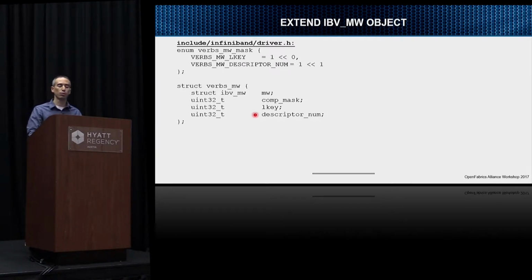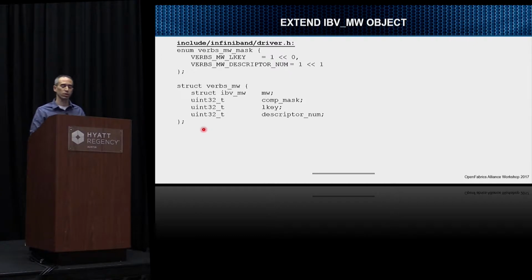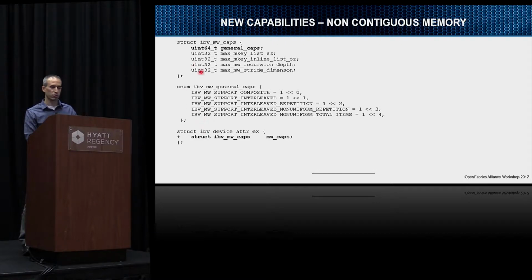The next one is the memory window itself. Today, the object, the handler that describes the memory window, is the IBV memory window. The way to extend it through the verbs extension scheme is to define a new object, which is called a verbs memory window. It includes the old one, but also includes the new parameters. In this case, we have the descriptor number, the same that I mentioned earlier, but also the L key, since so far the existing memory window only supported an R key, for remote access. Also a structure that describes the capabilities.